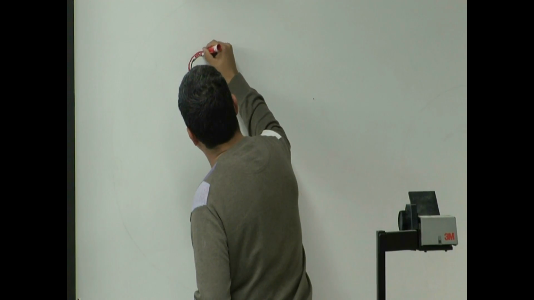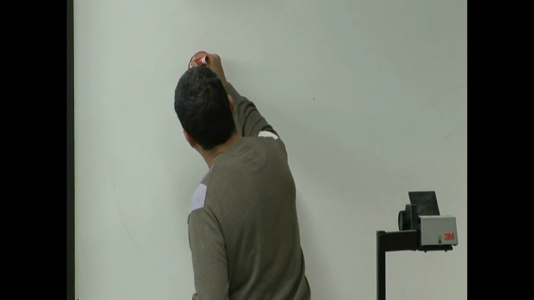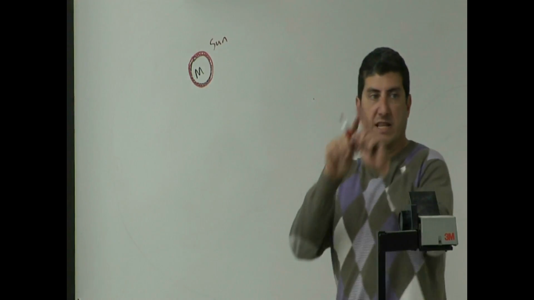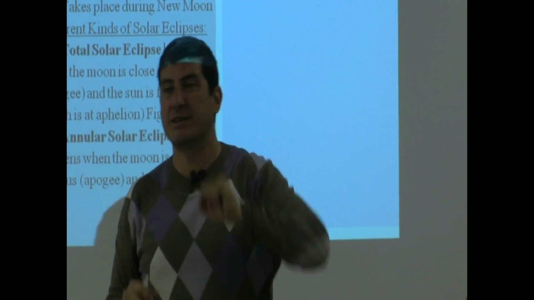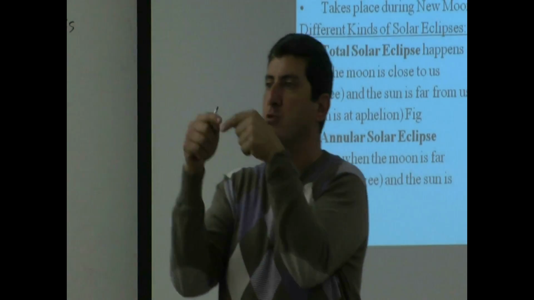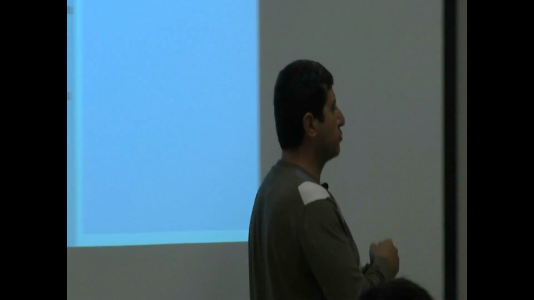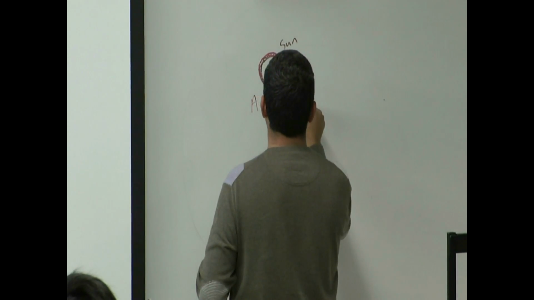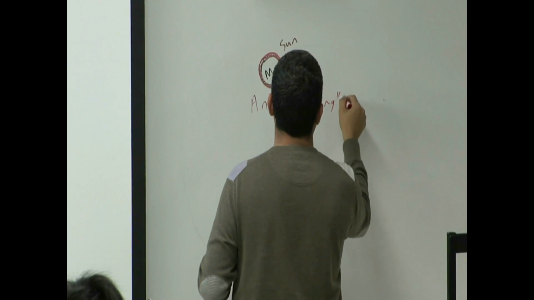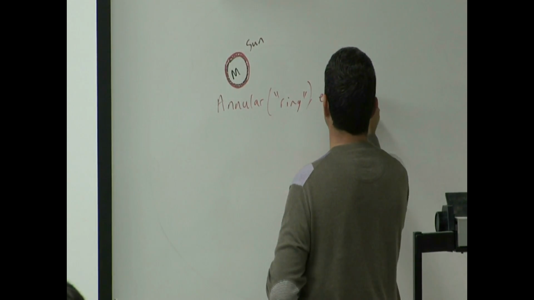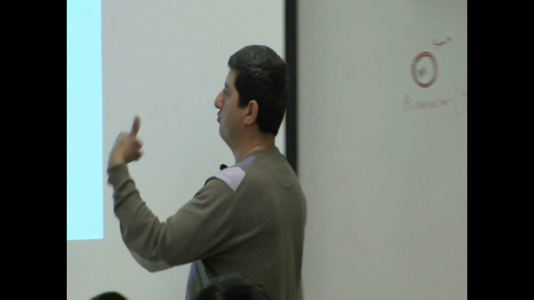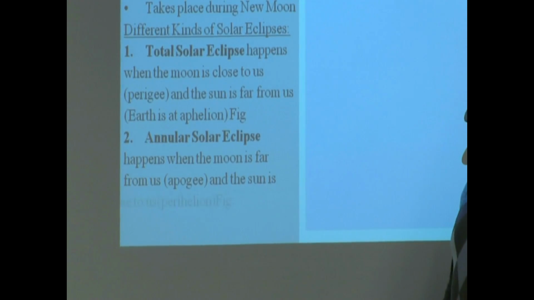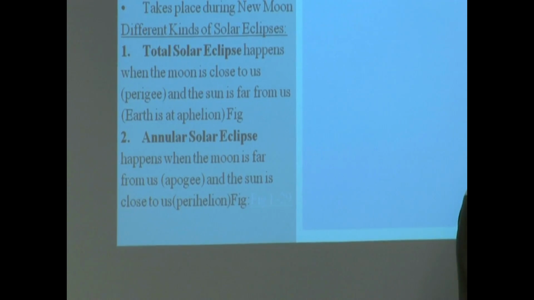Here's the sun in the background. And it looks like a ring, right? The word annular comes from the Greek word annus, which means ring. So the sun is looking bigger in the sky, and the moon can't completely cover it. Therefore, it has that ring appearance, and we call it annular, meaning ring. So when does that happen? When the moon is far from us, that means it's at apogee, and the sun is close to us. The earth is at perihelion.